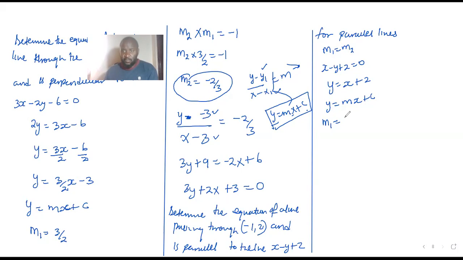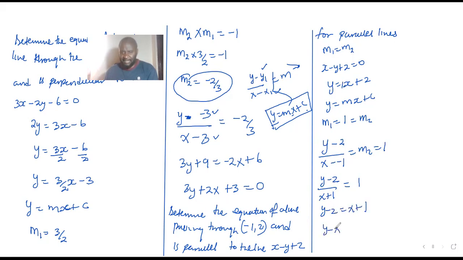The gradient m is going to be 1 because there is a 1 here. So if m is 1, it means m2 is also 1. The same idea here: the unknown point y on the line minus the known point 2, over x minus -1, is equal to m2, which is 1. So y minus 2 out of x plus 1 is equal to 1. y minus 2 is equal to x plus 1. y minus x is equal to 3.